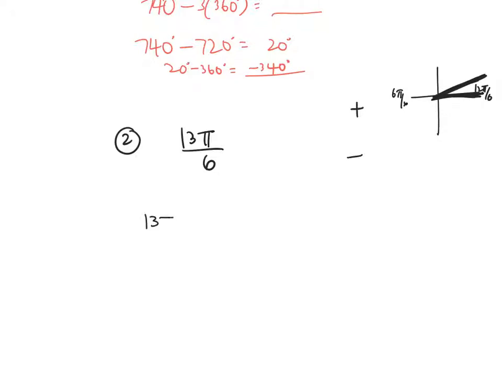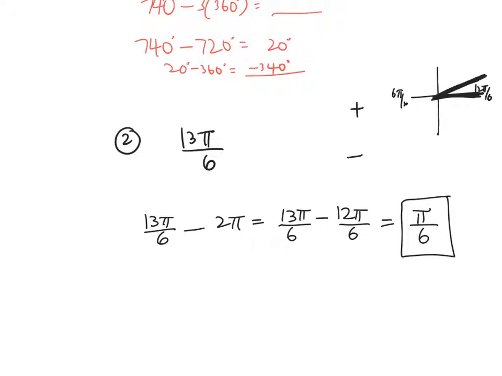So 13 pi over 6. I'm going to take away a full rotation. So if I take away a full rotation, that's 2 pi. But I need to get a common denominator. So that's going to be 12 pi over 6, because 12 pi over 6 is 2 pi, which gives me pi over 6. So here's a positive answer.